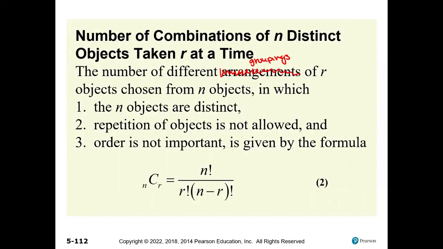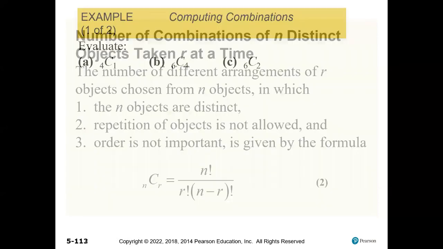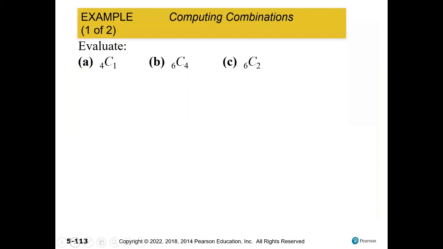The number of different groupings of r objects chosen from n objects, in which, again, they are distinct or different objects. There is no repetition. However, in this case, order is not important. And here is the formula. So the other formula, the P formula, had the n factorial over n minus r factorial. For combination, we also put an r factorial in the denominator. Again, this is another reason why I don't like doing these by hand, because they get a little more messy. And there's no reason for you guys to do them by hand. So I'll show you how to do one, and then the rest of them we're going to do in the calculator.